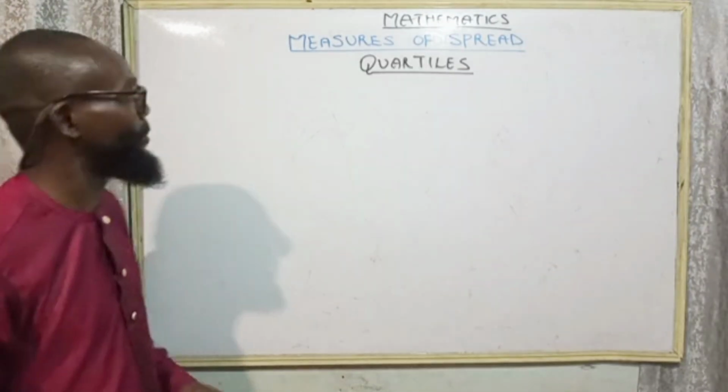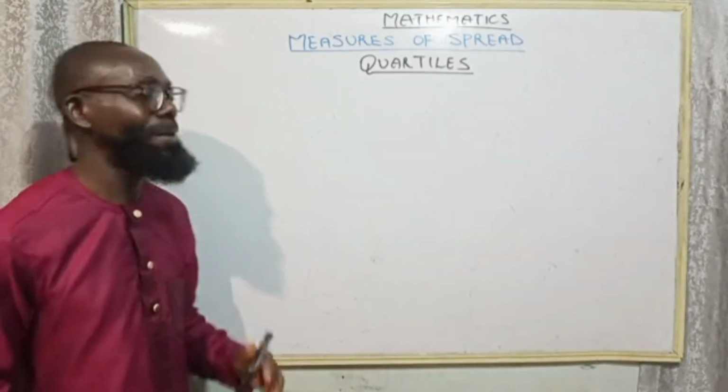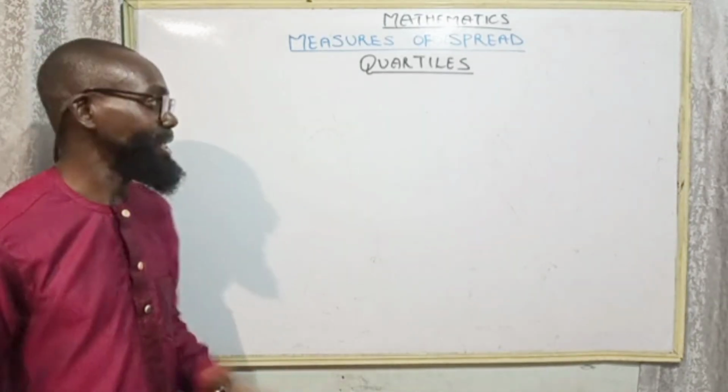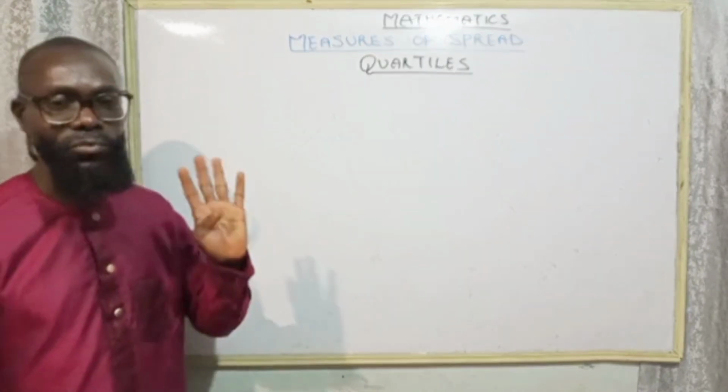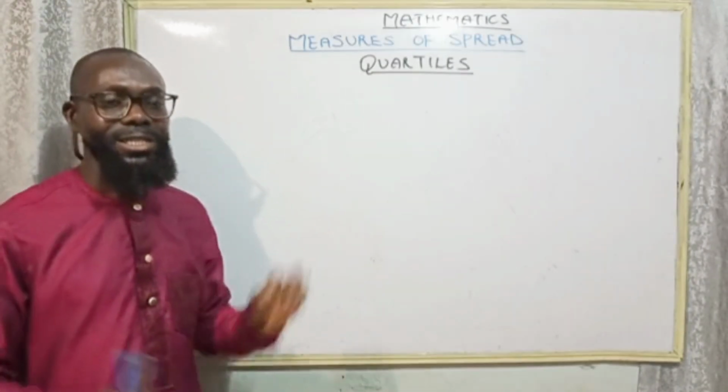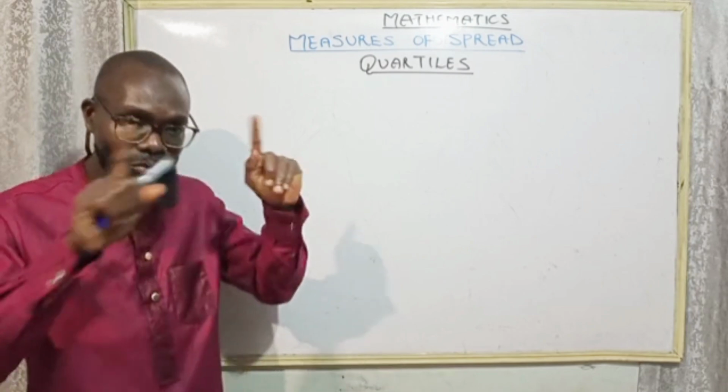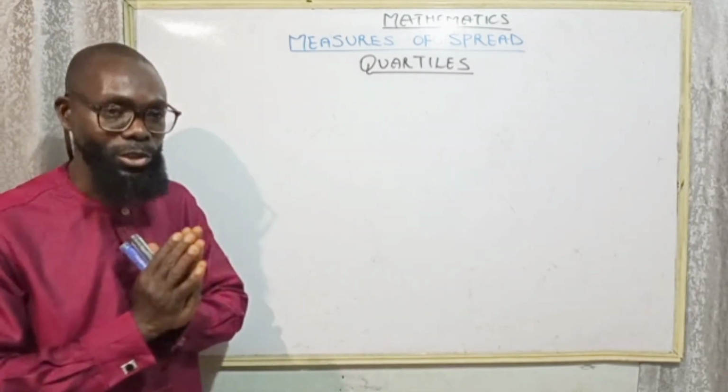So the next one we are going to be discussing under measures of spread is quartiles. The word quartiles, we all know it means 4. That is dividing the cumulative frequency into 4 portions.